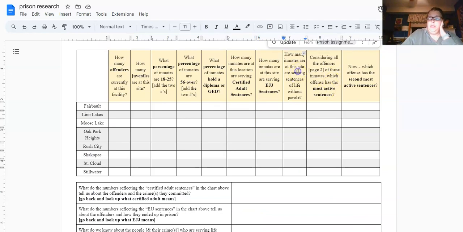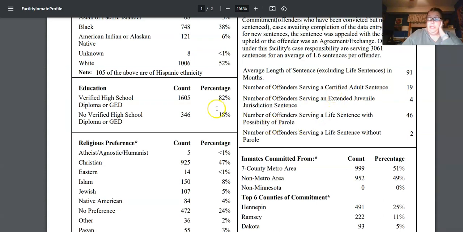Okay? Next one, how many inmates at this site are serving sentences of life without parole? Okay, I'm probably going to look in the same place. Be careful because one says with the possibility of parole, you're looking for the one at the bottom. There are 2 people at this prison at the time that I'm looking at this information who committed crimes where they will never leave a Minnesota prison alive. They have no possibility of being paroled from prison in their lifetime. Okay?